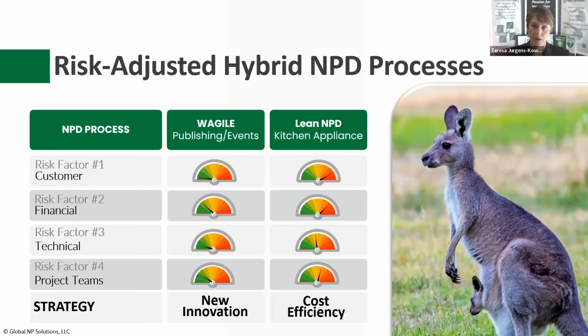The kitchen appliance manufacturer does not know their customers very well. They know the big box retailers, they know Costco, they know Walmart, they know Target, but they don't know you and me that use their products as an end user. So their approaches to those risk factors are based upon their different strategies, which leads them to different product development processes.